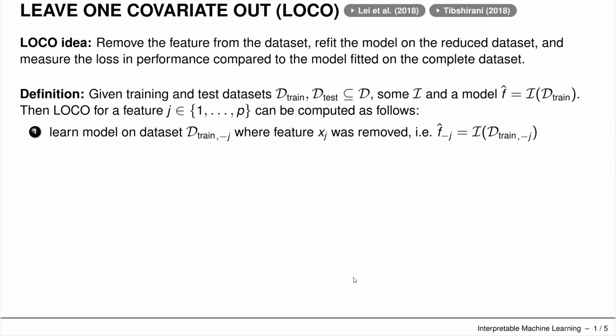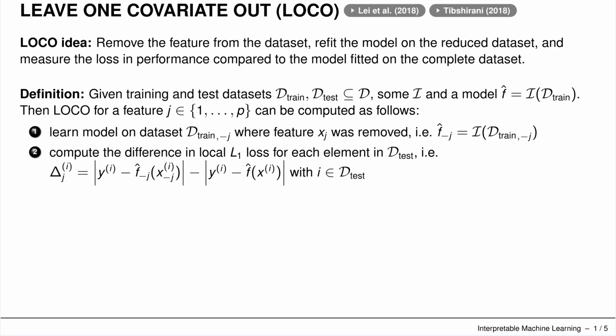So the definition is, given a training and test data set, train and test, some inducer I and a model F hat, which is fitted on the training data using the inducer I. We can calculate LOCO by learning a model on the reduced data set. So that's the train minus J. So that's a training data set where we just leave the feature xj out. And that gives us the F hat minus J. So training with the inducer.